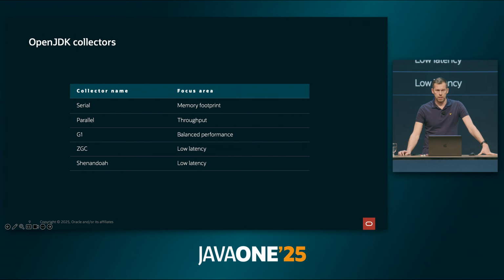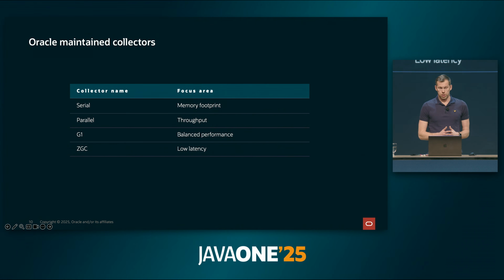In OpenJDK today, we have 5 different garbage collectors. We have Serial, which has a main focus on low memory overhead. We have Parallel, which is a throughput collector, aiming to provide as good throughput as possible. We have G1, or the Garbage-First collector, which has a balanced performance profile. And then we have ZGC and Shenandoah, which both aim at providing good low latency alternatives for Java. At Oracle, we maintain 4 of those: Serial, Parallel, G1, and ZGC. And those are the collectors that I will be focusing on for the rest of this presentation.